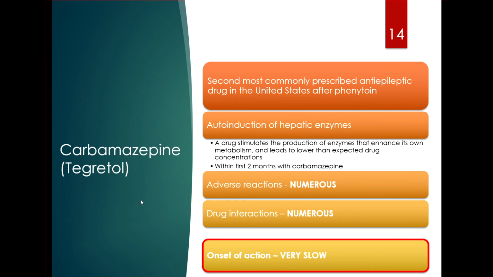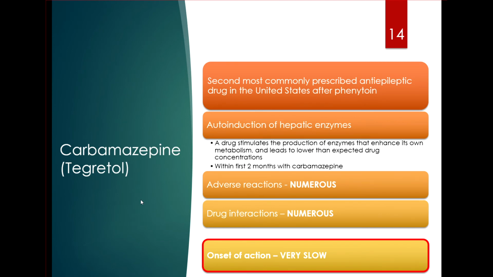aspect of pharmacokinetics for you to understand. Carbamazepine causes autoinduction of hepatic enzymes. What that means is that a drug stimulates the production of enzymes that enhance its own metabolism and leads to lower than expected drug concentrations. So what that means is, you need enzymes, right, to metabolize drugs. Well, this drug, carbamazepine, can cause autoinduction of hepatic enzymes.